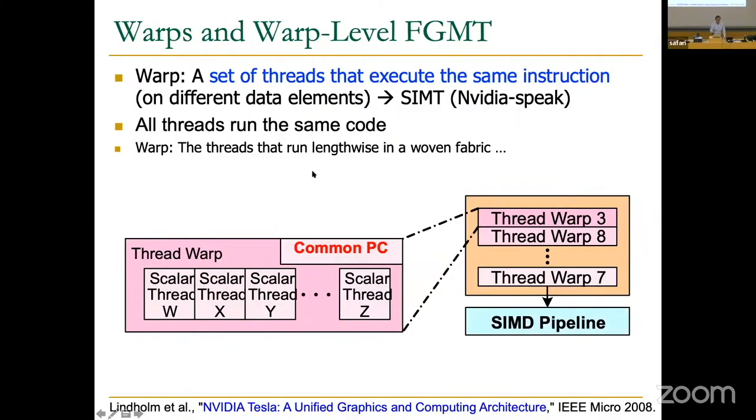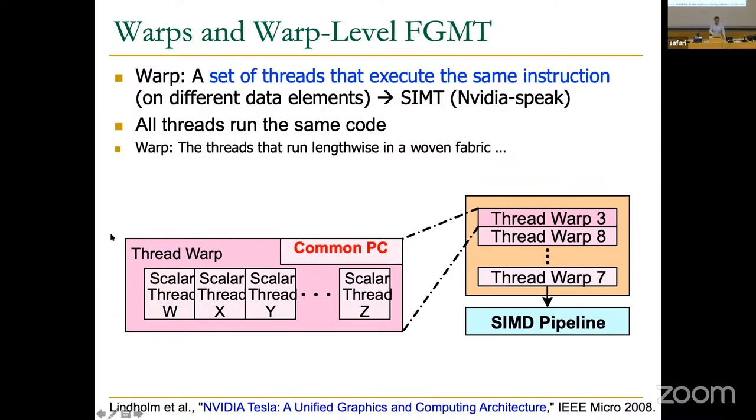So basically, to put things together, again, a warp is a set of threads that execute the same instruction on different data elements. This is the SIMD, single instruction multiple thread model. All threads essentially run the same code. Why is it called a warp? Because in English, warp happens to mean, when you're doing manufacturing of a fabric, like weaving this shirt, for example, the threads that run lengthwise in a woven fabric. So they basically decided that these are the threads, and each of them executes the same thing. Basically, when you're weaving this, all of the threads are doing the same thing, right? That's the analogy. That's why they call it the warp.